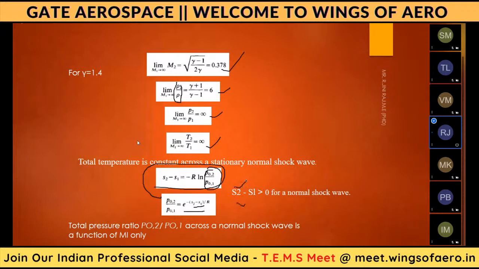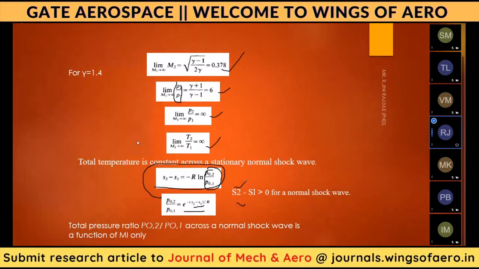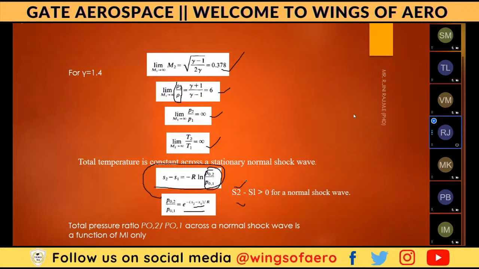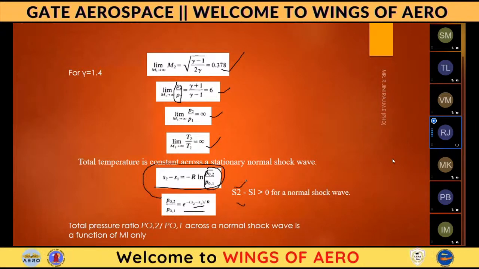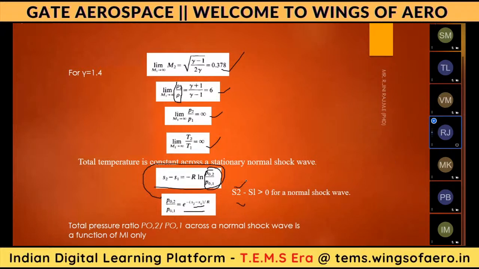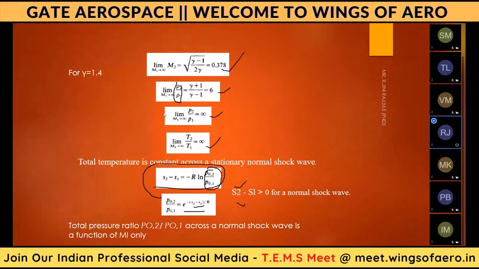So please note down these 6 formulas. This is very important for you. They will be asking questions like, suppose M1 is equal to infinity, or they will ask for some asymptotic value. Then we need to put M equal to infinity and find the answers. Suppose they have given any such question, you can straight away write this answer. No need to solve any equations.